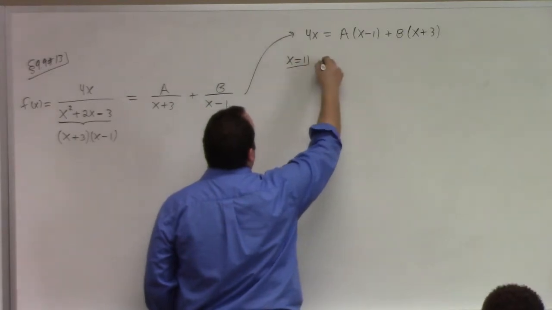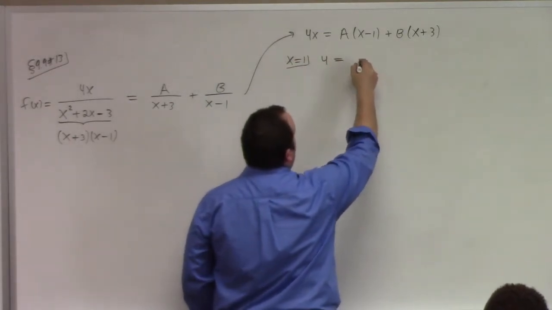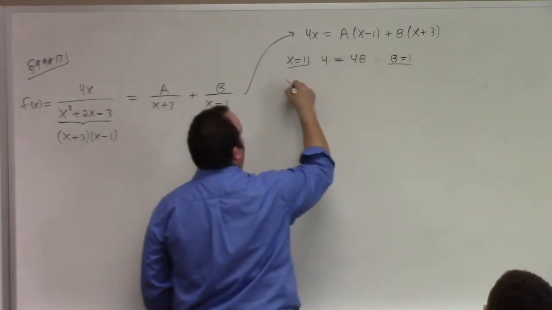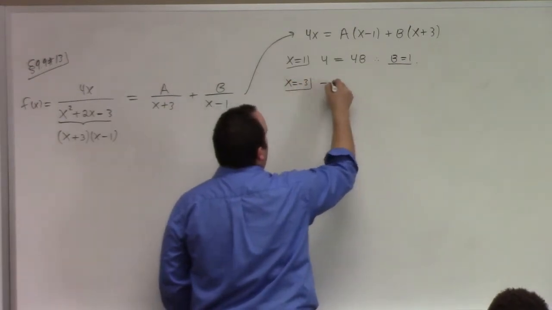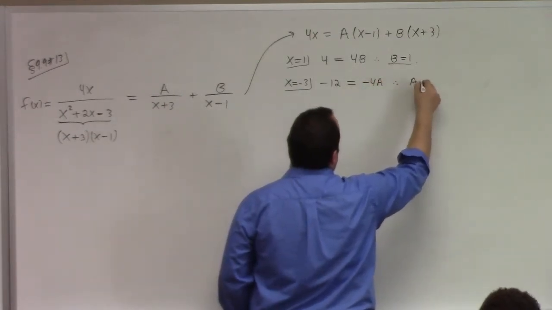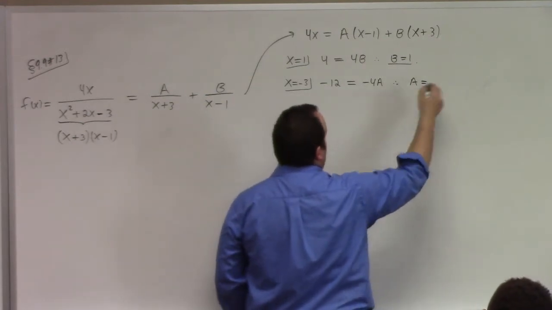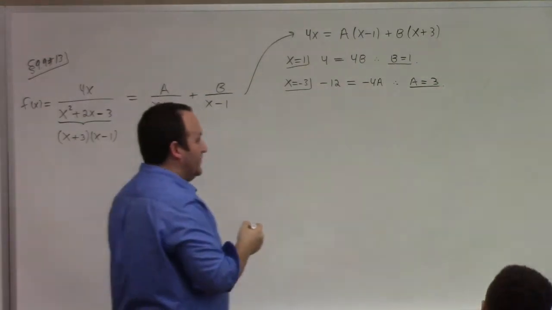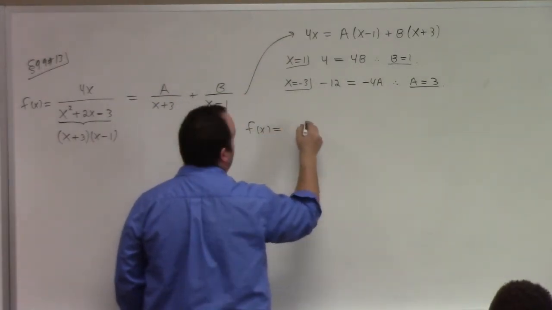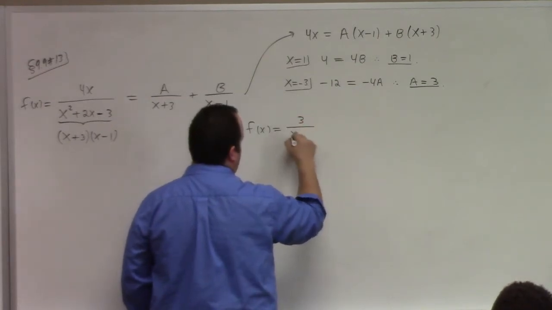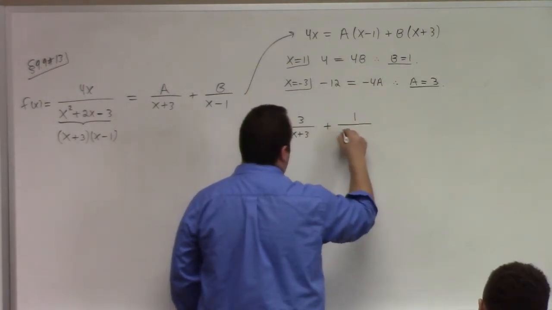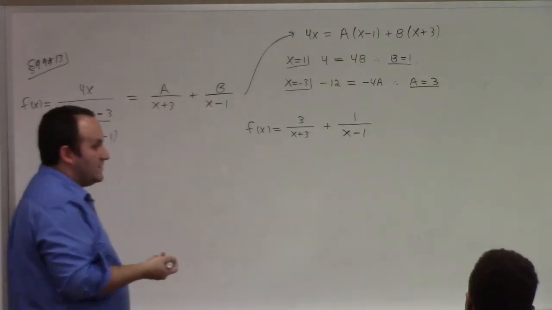X equals 1 gives me 4 is 4b. b is 1. If I put in x equals minus 3, I get minus 12 is minus 4a. Apparently a is 3. So the problem we're looking at here, actually, we have f of x is equal to 3 over x plus 3 plus 1 over x minus 1. Now I want to find the Maclaurin expansion for this.